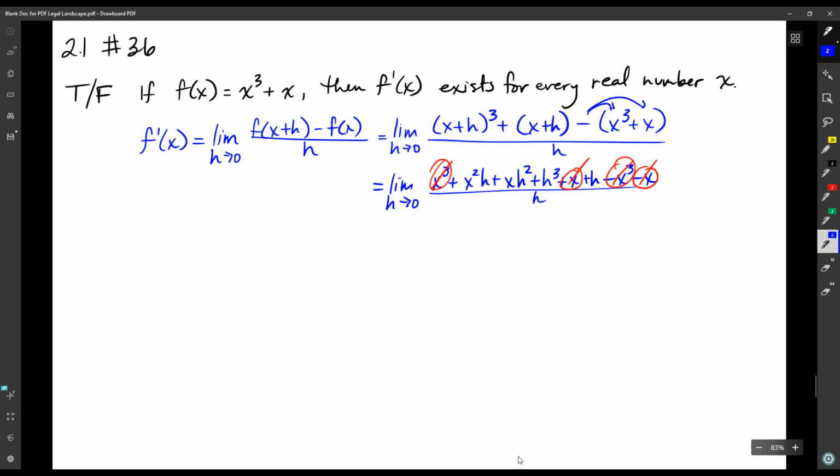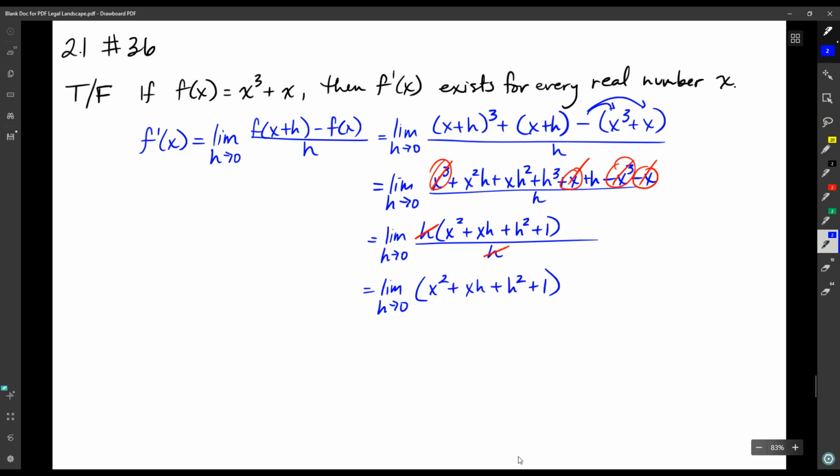And the remaining 1, 2, 3, 4 terms all share in common an h, so I'm going to factor that out. So this is the limit as h approaches 0 of h factored out leaves us with x squared plus xh plus h squared plus 1, and this is all over h, and that common factor of h cancels. So that leaves us with one more limit. The limit as h approaches 0 of x squared plus xh plus h squared plus 1.